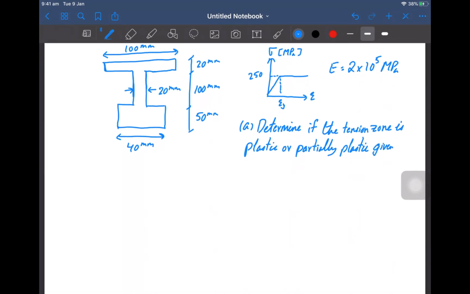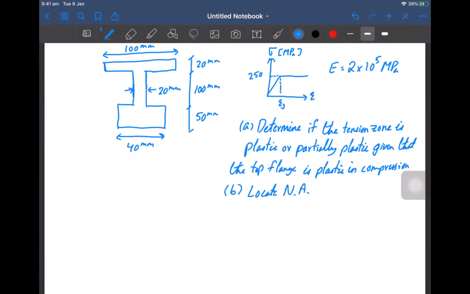Given that the top flange is plastic in compression. And in part B, we want to locate the neutral axis. Part C, we're asked to find the bending moment M.